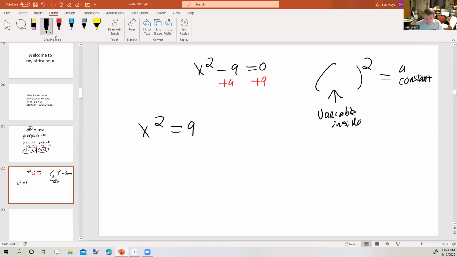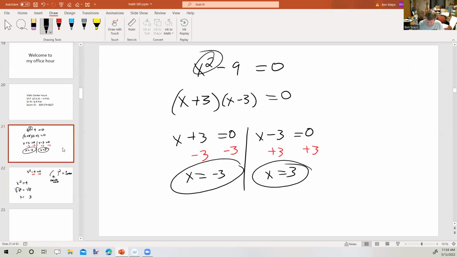So basically, for this problem, we would add 9 to both sides of the equation, and we'd get this. Now, in chapter 9 that we just completed, we looked at equations with radicals where we would square or cube both sides of the equation. Now we're going to go the other way. We're going to take the square root of both sides of the equation. So I get the square root of x squared equals the square root of 9. So x equals 3.